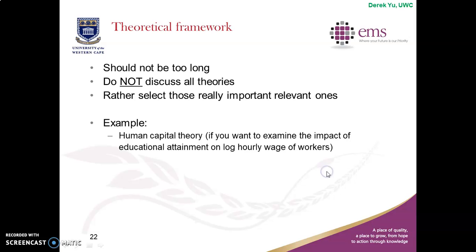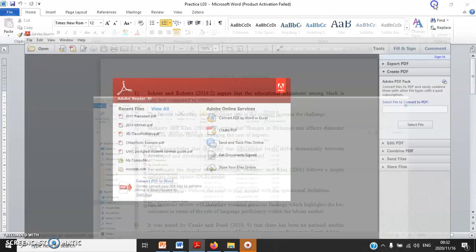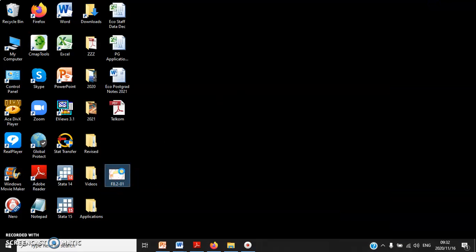Okay. Theoretical framework, well, remember there are so many theories, you can't review all the theories, so maybe for the proposal, review plus or minus 2 most well-known theories. So for example, human capital theory, if you want to examine the impact of educational attainment on earnings. So I just want to show you the figure, because I know not everyone has done labor economics.